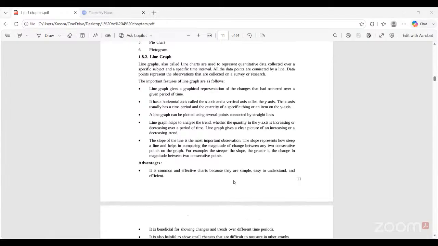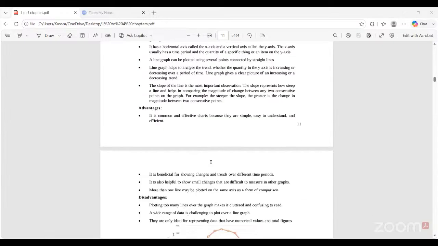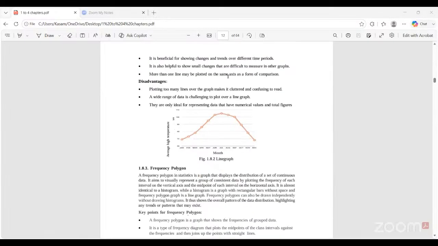A line graph helps to analyze the trend, whether the quantity on the y-axis is increasing or decreasing over a period of time. The slope is the most important observation; it represents how steep it is and helps in comparing the magnitude of change between two consecutive points in the graph. The steeper the slope, the greater the change in magnitude. Can you see this graph? Yes, sir.